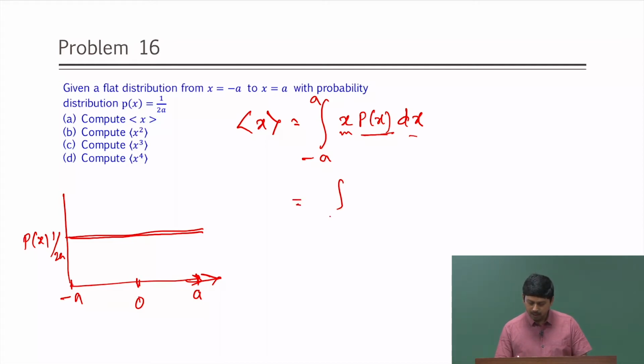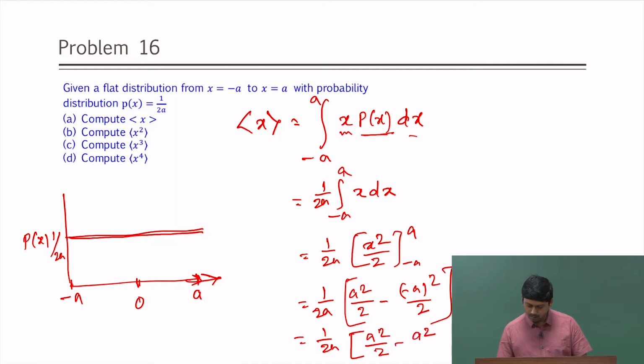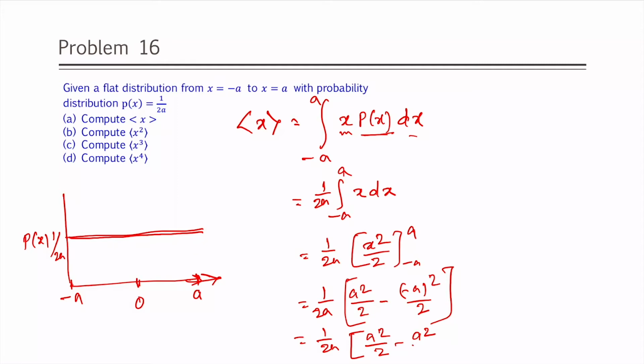So, now it will give us the integral from minus a to a of x dx, and we know the value of p(x), which is 1 by 2a, a constant quantity. So, it is 1 by 2a times x square by 2 going from minus a to plus a, which gives us 1 by 2a times (a square by 2 minus a square by 2), giving us 0. So, the average value of x is 0.